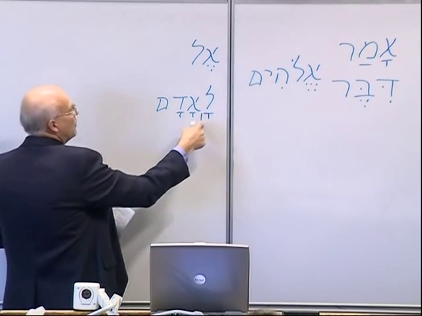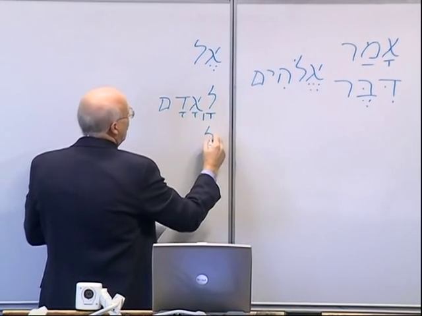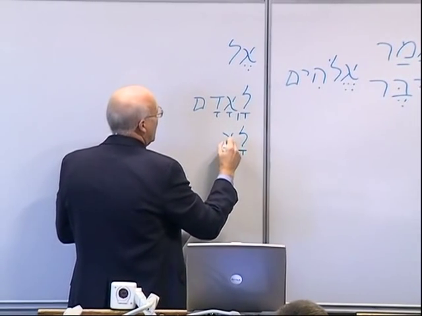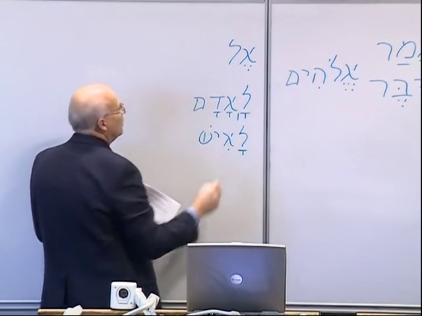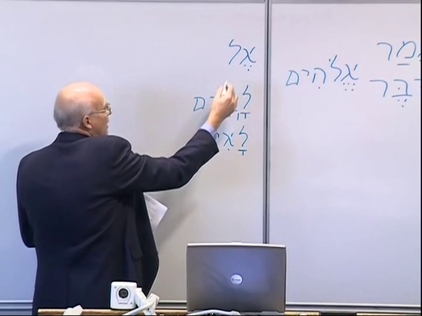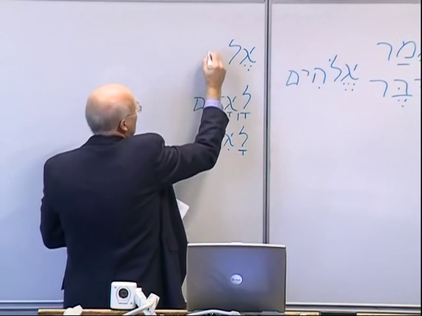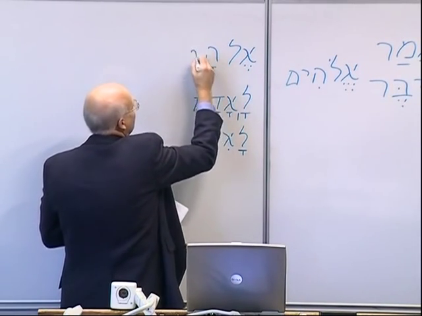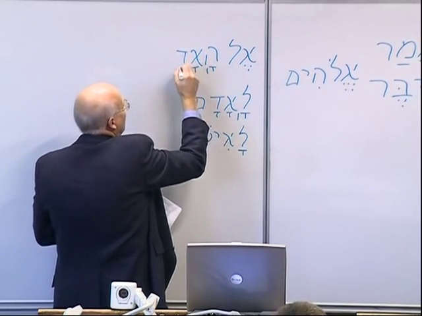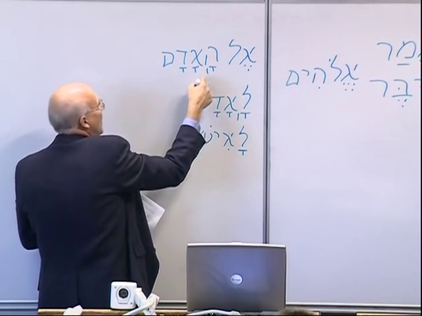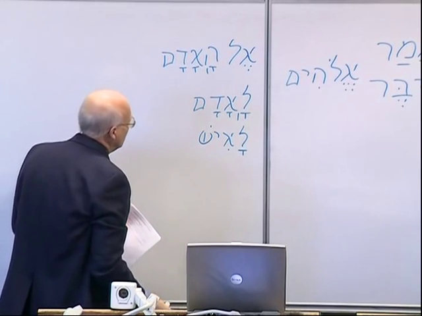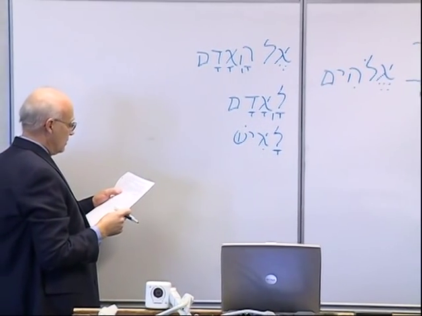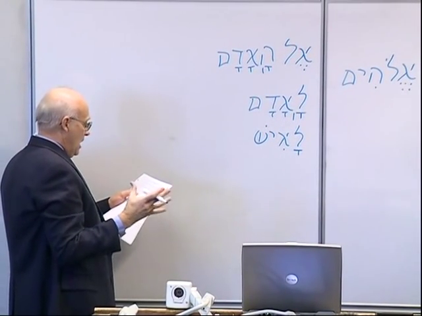Yeah, la-adam with that, because it's the same as the article. Or you would have la-ish. So you can have el ha-adam, remember, it'd be el ha-adam. If the metheg is not there, don't count it wrong, just put it in. Make certain that it's understood that it belongs there.